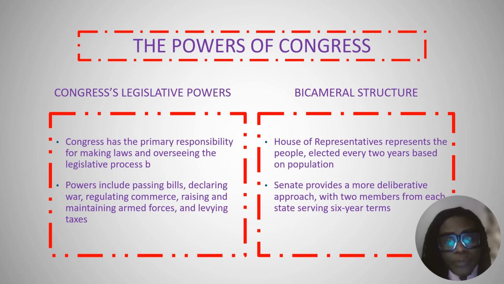The bicameral structure of Congress, consisting of the House of Representatives and the Senate, plays a significant role in the legislative process. The House of Representatives, with members elected every 2 years based on population, represents the people and focuses on more immediate concerns. On the other hand, the Senate, with 2 members from each state serving 6-year terms, provides a more deliberate approach to legislation and represents the states' interests.